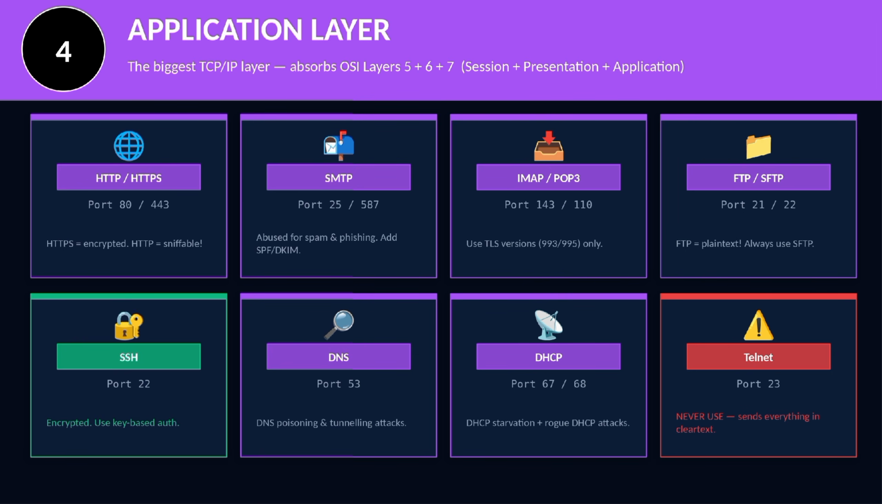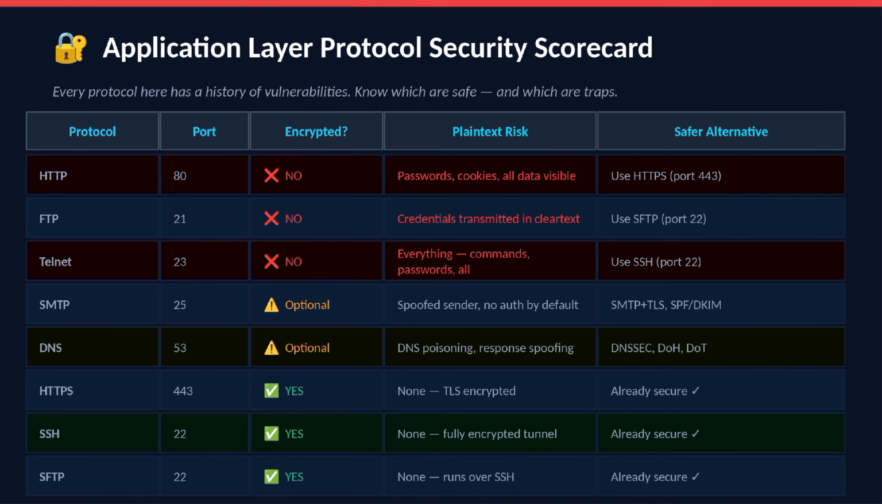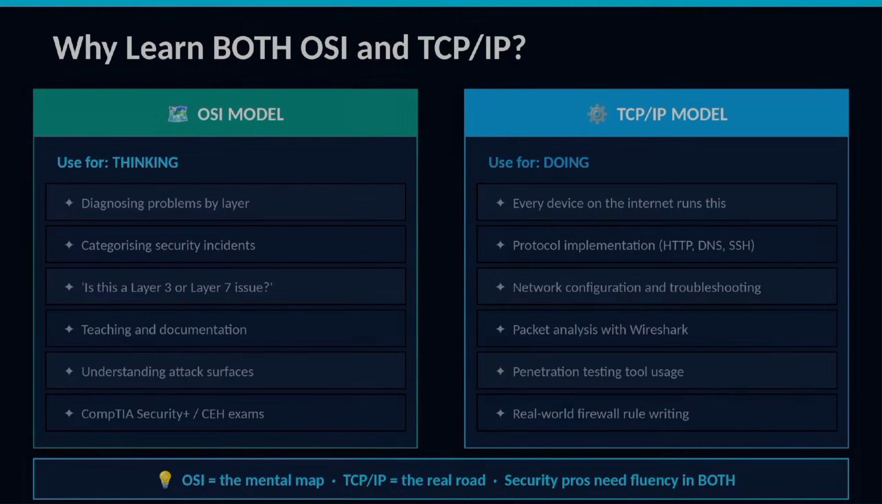Cybersecurity relevance, every one of these protocols has vulnerabilities. FTP sends everything in plaintext. Telnet, plaintext too, including passwords. DNS can be manipulated. SMTP, often abused for spam or phishing. Knowing which protocols are secure and which aren't is foundational security knowledge.